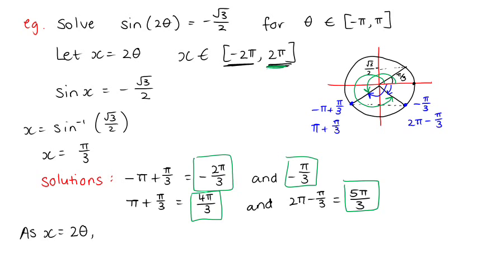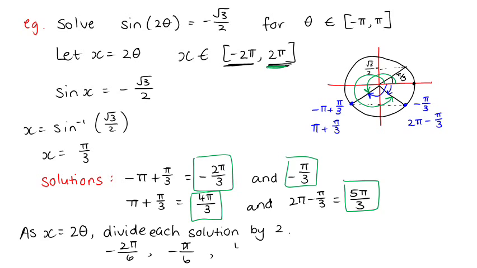Right, so we need to divide each. Can we just times the bottom by 2? Yes, you can. We just times the denominator by 2. So we've got negative 2 pi on 6, negative pi on 6, 4 pi on 6, and 5 pi on 6.